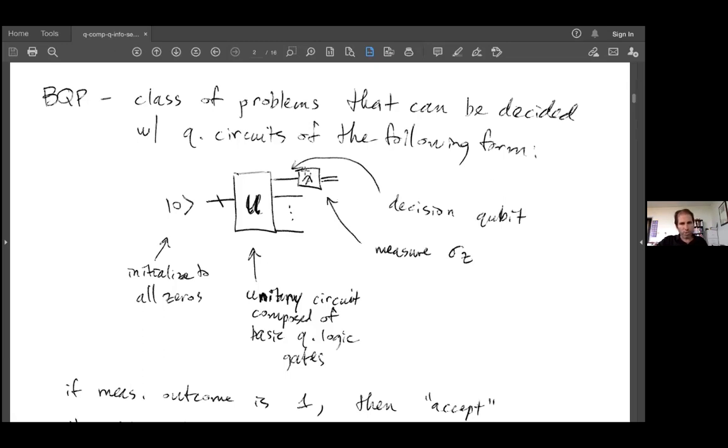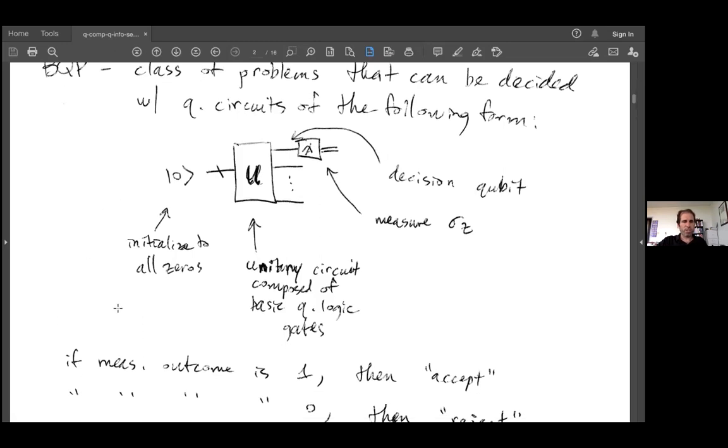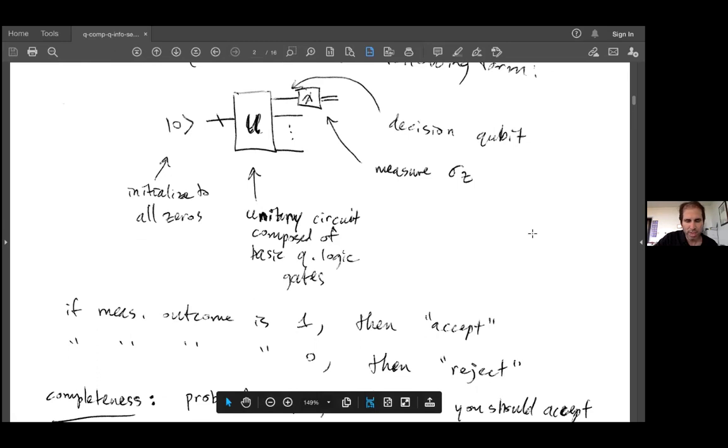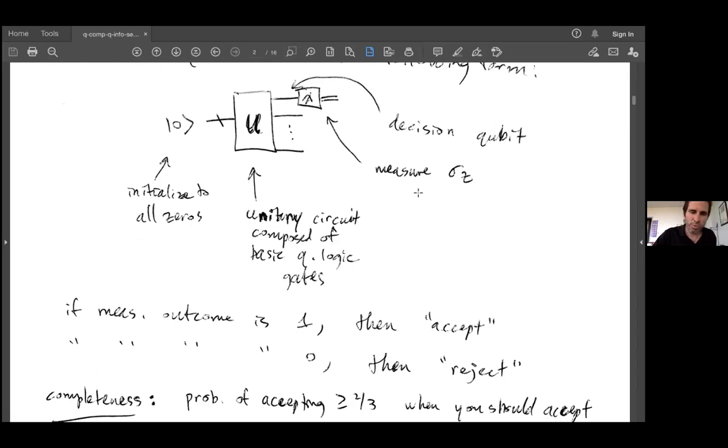And what you do is you measure this decision qubit to figure out whether the computation is saying yes or no. There's some terminology that we use. If the measurement outcome is 1, then we say that we've accepted, and if the measurement outcome is 0, then we've rejected. Going back to the prime example, if we accept, we're saying, indeed, the number is prime, and if we're rejecting, we're saying the number is not prime.